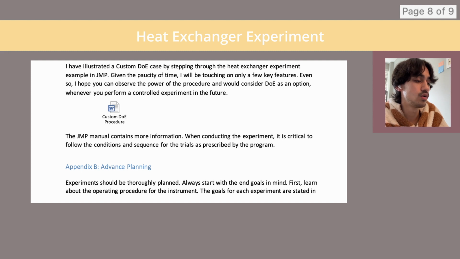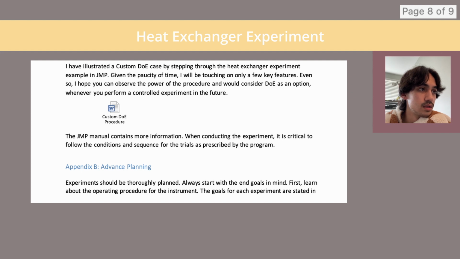When conducting the experiment, it is critical to follow the conditions and sequences for the trials as prescribed by the program. Appendix B. Experiments should be thoroughly planned. Always start with the end goals in mind. First, learn about the operating procedure for the instruments. The goals for each experiment are stated in the respective objectives sections.